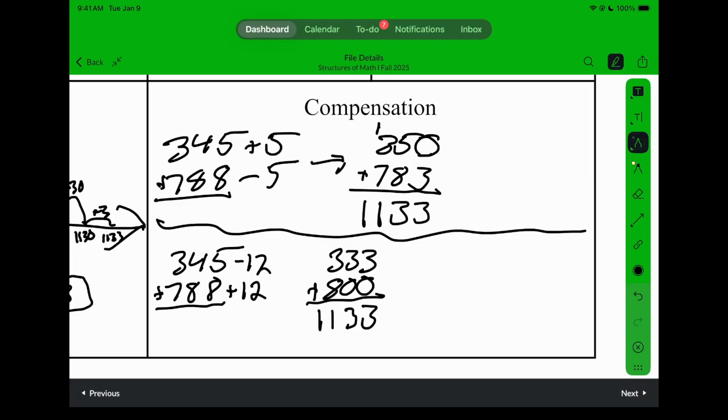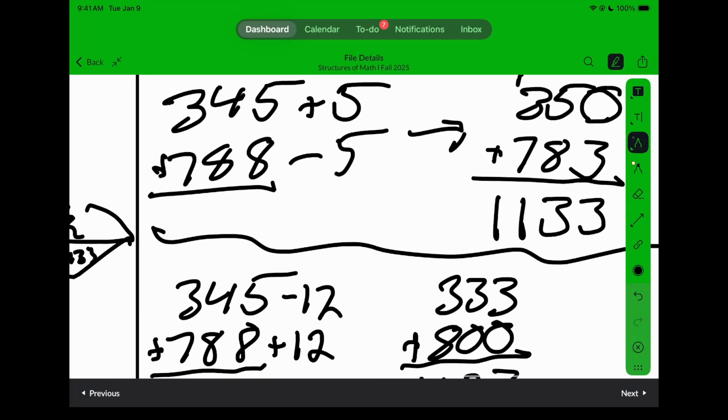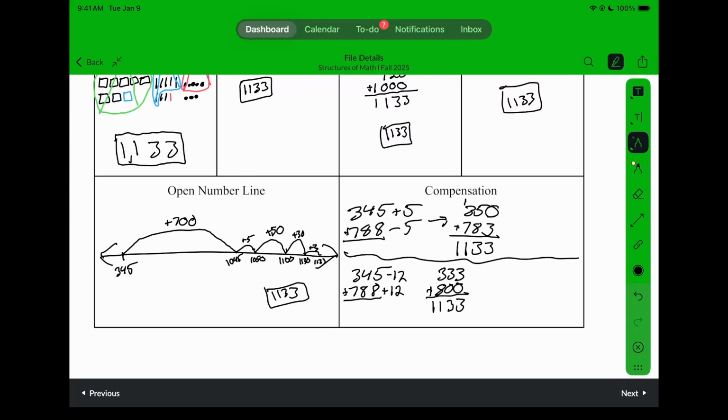So see how they're the same exact answer, but we just added and did compensation differently? That's the beauty of compensation. And that is another thing you need. I believe it was on the Unit 2 exam. You're going to need it for the final, probably.